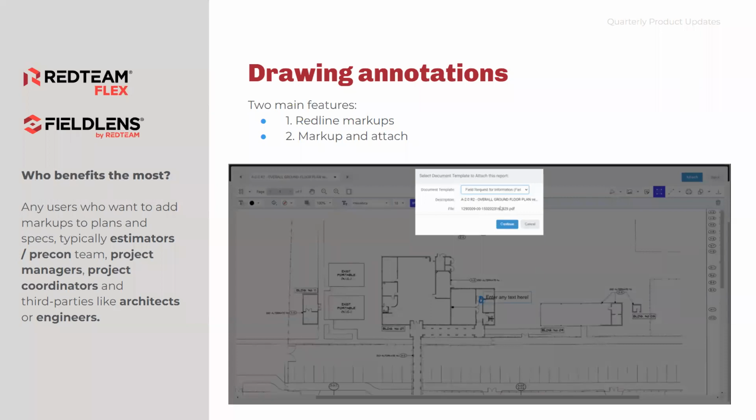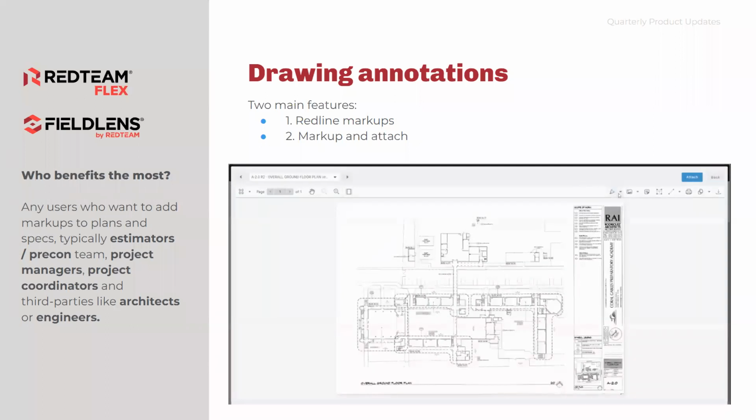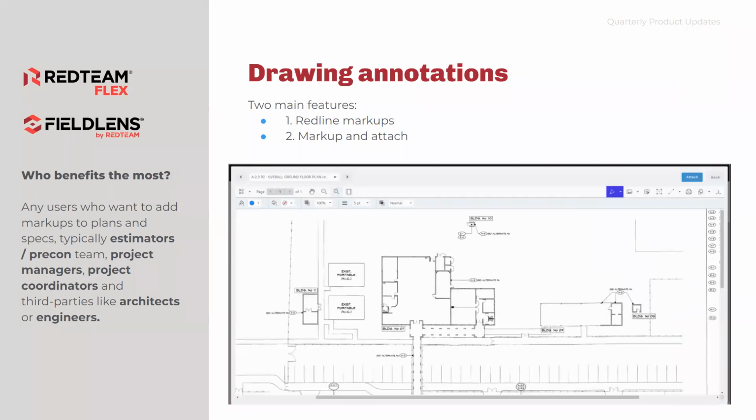Now, alternatively, you may have a markup you want to do and share only with a select group of people or a certain person. That's where the second option comes in, markup and attach. There I could go in, make some annotations, and then attach it to an RFI. That markup will only live within that RFI.